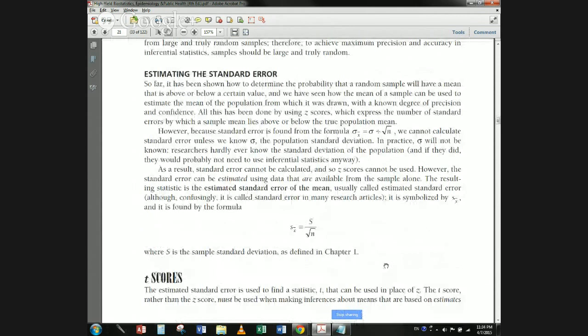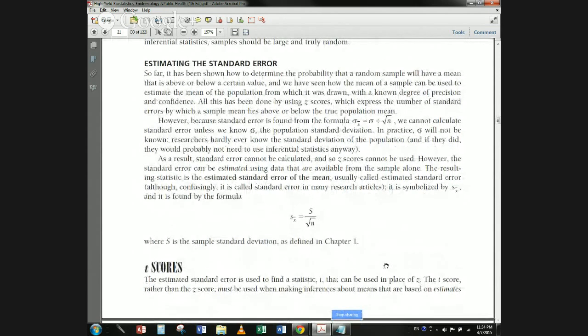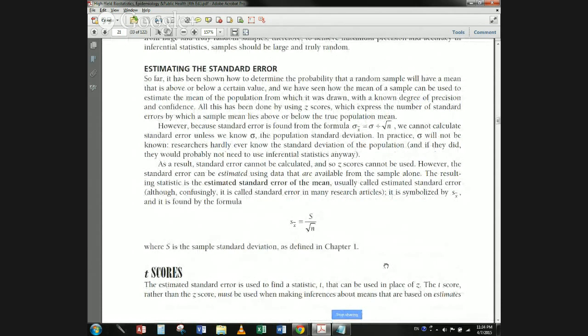Estimating the standard error. So far, it has been shown how to determine the probability that a random sample will have a mean that is above or below a certain value, and we have seen how the mean of a sample can be used to estimate the mean of a population from which it was drawn with a known degree of precision and confidence. All this has been done by using z-scores, which express the number of standard errors by which a sample mean lies above or below the true population mean.